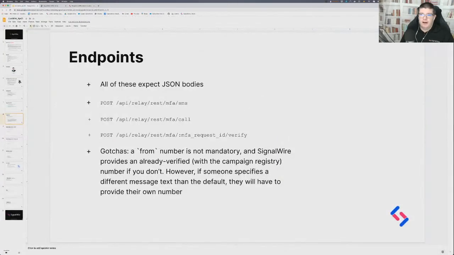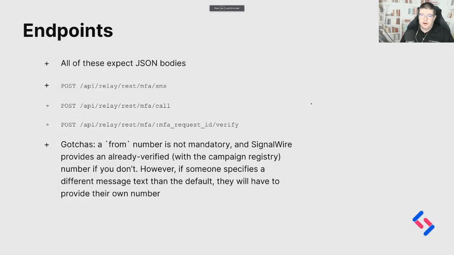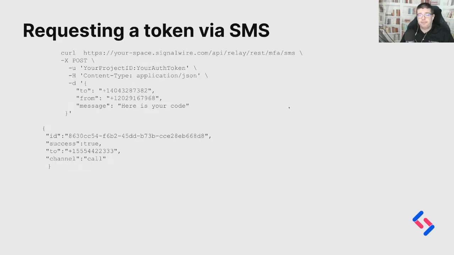Going back to the slides, as we noted earlier, if you specify a message, you will also have to specify your own from number, and it will have to be registered with SignalWire. As we saw earlier, requesting the token via SMS is pretty easy. I'm just using the to and the from and a message. This is a verified number I have, and that's actually my phone number, so give me a call.